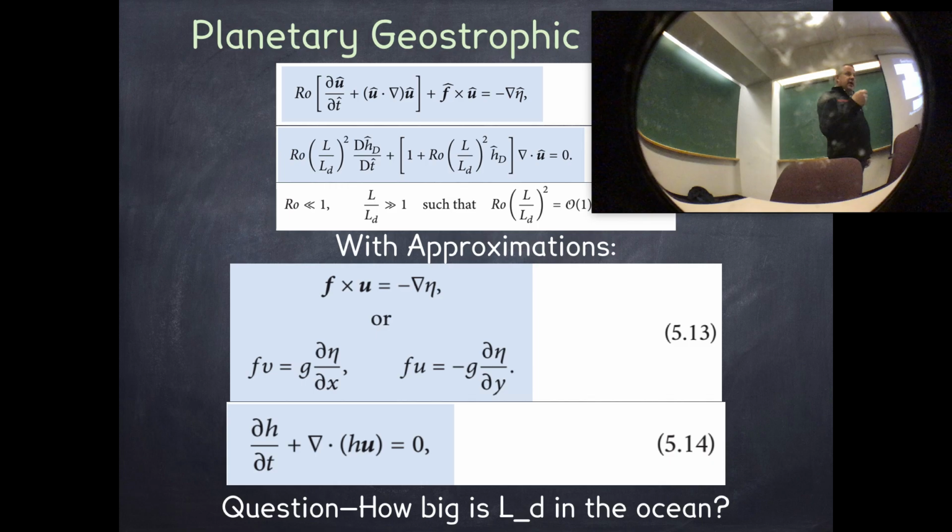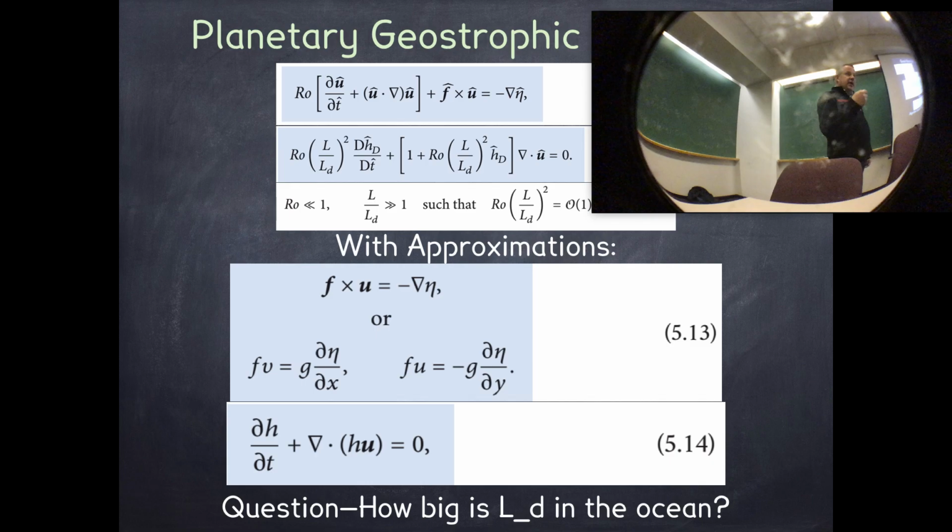What's the thing that moves here? What's the thing that evolves? H. Once I know H, if I know the bottom topography, I can figure out eta. So that's just a diagnostic relationship. Once I know eta, I can find out U and V, the diagnostic relationship. That's it. So if I know H, I know everything. All I have to do to initialize this system is give me an H.